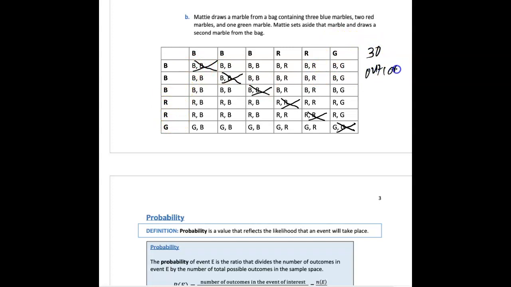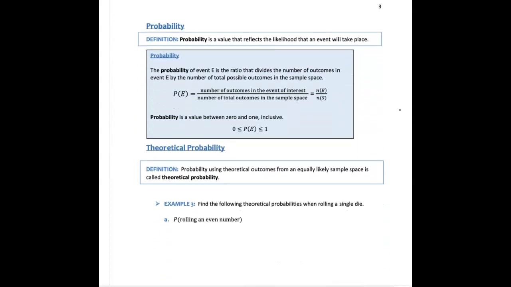The other way I could see that is I could say, okay, on the first draw, Maddie has 6 marbles he could choose from. And then on the second draw, there's only 5 marbles that Maddie can pick from. And that's because he keeps that first marble. So 30 outcomes possible. All right, before we continue with our final objective, find the probability, some definitions are required.